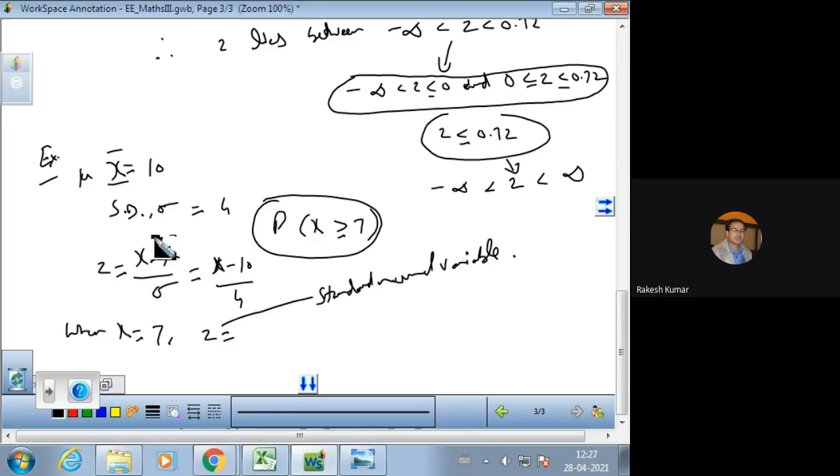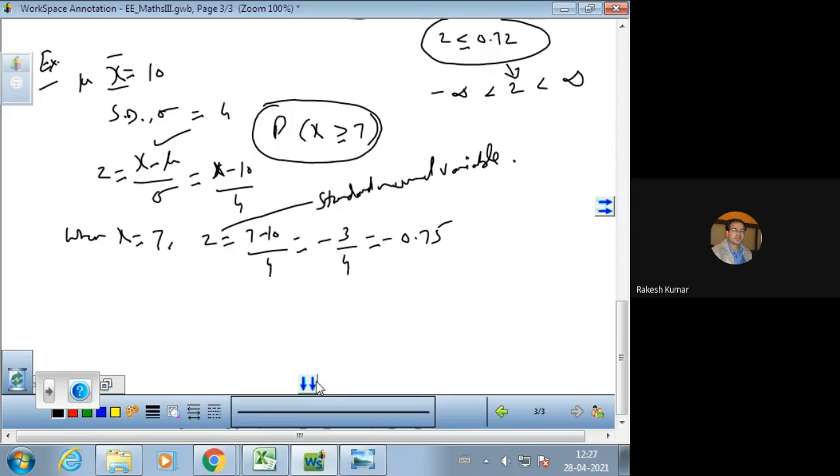ये standard normal variable calculate करने के लिए formula है। So that is 7 minus 10 upon 4. So this comes out to be negative 3 upon 4. This is negative 0.75. So this is the value of a standard normal variate. Now what we want to calculate is probability x greater than or equal to 7.